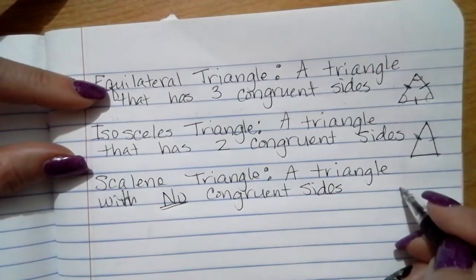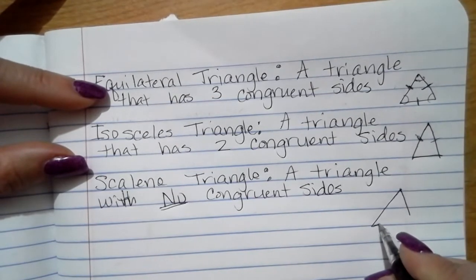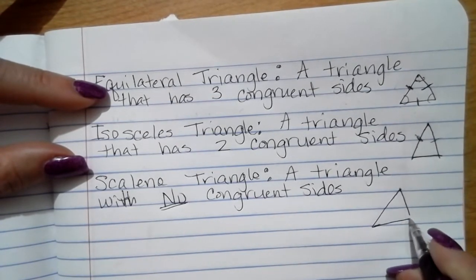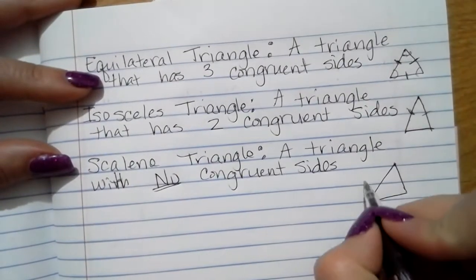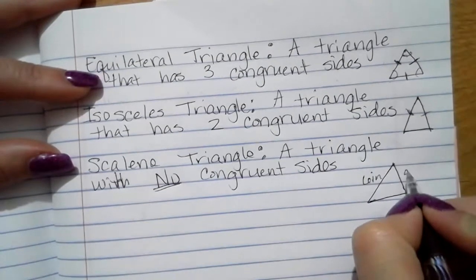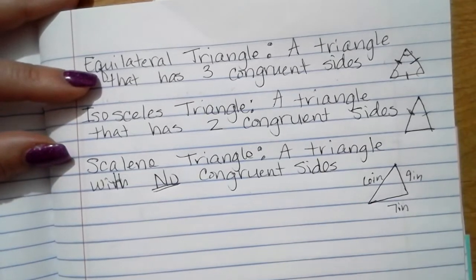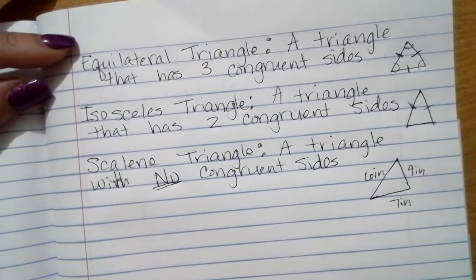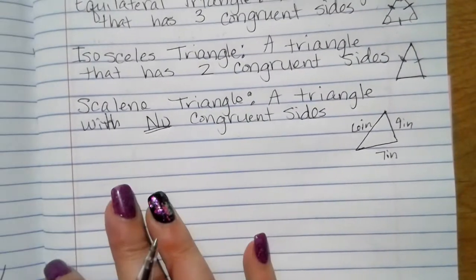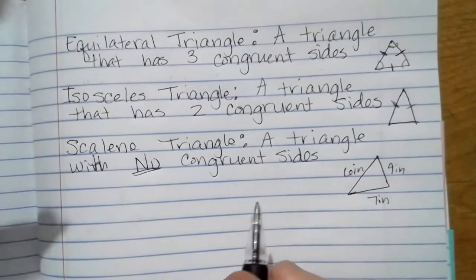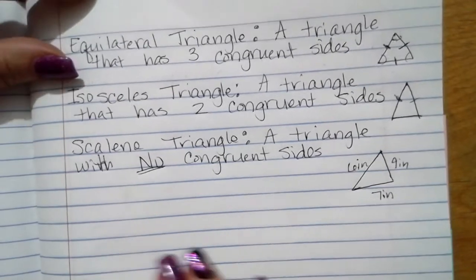So it could be anything. It could go this way, and then maybe it's here, and maybe it's there. Maybe they're just all different lengths, okay? So maybe this is 6 inches, this is 9 inches, and this is 7 inches. We just know that none of those are the same, okay? Very important is that all the angles in any triangle always equal 180. And we'll talk about that in just a second whenever we get done with our vocabulary, okay?